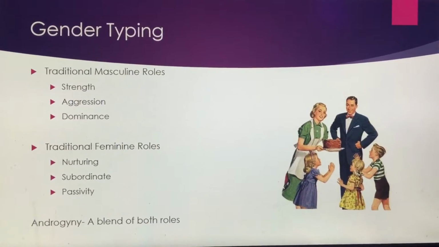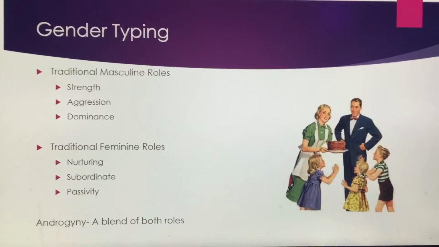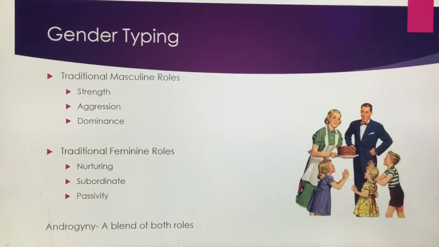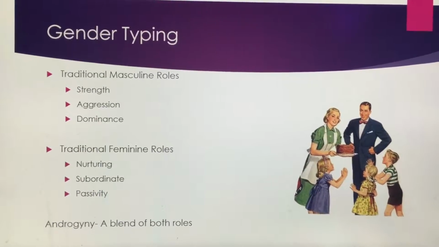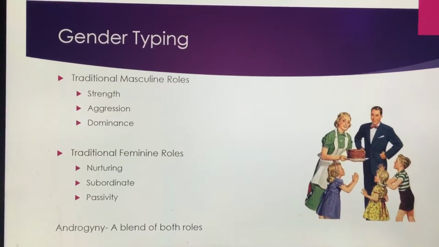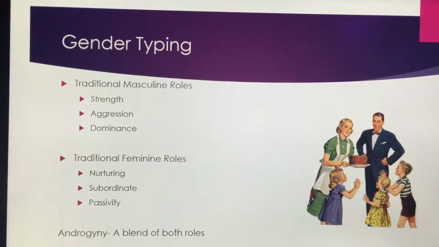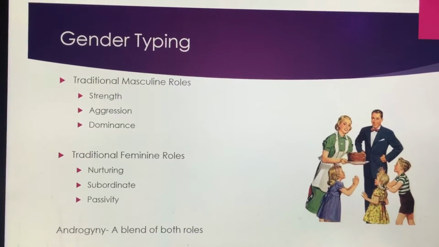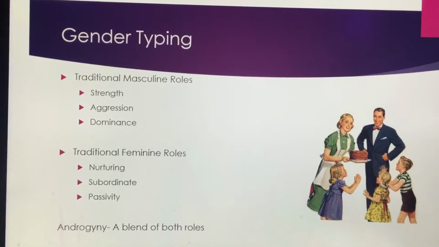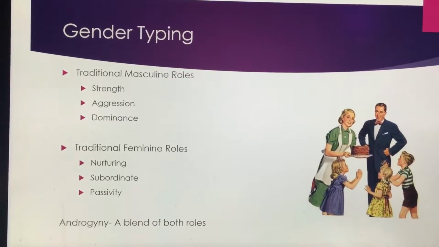Gender typing puts males in traditional masculine roles of strength, aggression, and dominance, and puts the female into a traditional feminine role, such as one with a passive type personality, a subordinate, or a nurturer. When we look at these traditional roles, we see a male as the breadwinner of the family, whereas we see a female as the homemaker. Boys play with cars and girls play with dolls. Androgynous roles are a blending of both types of traditional roles.